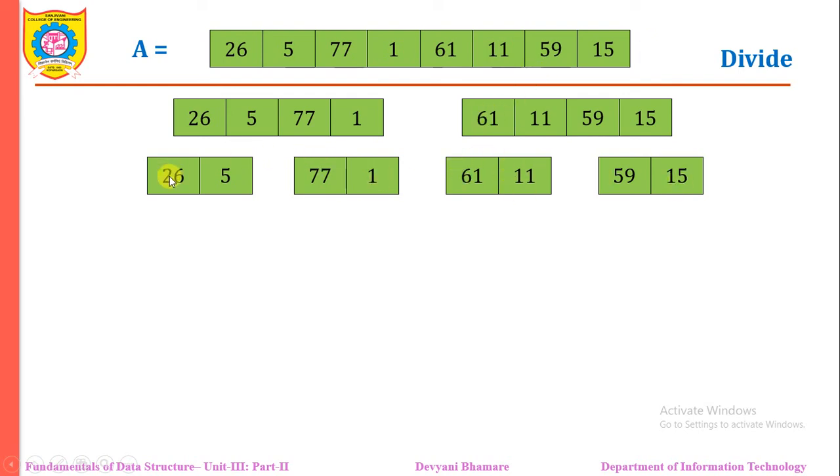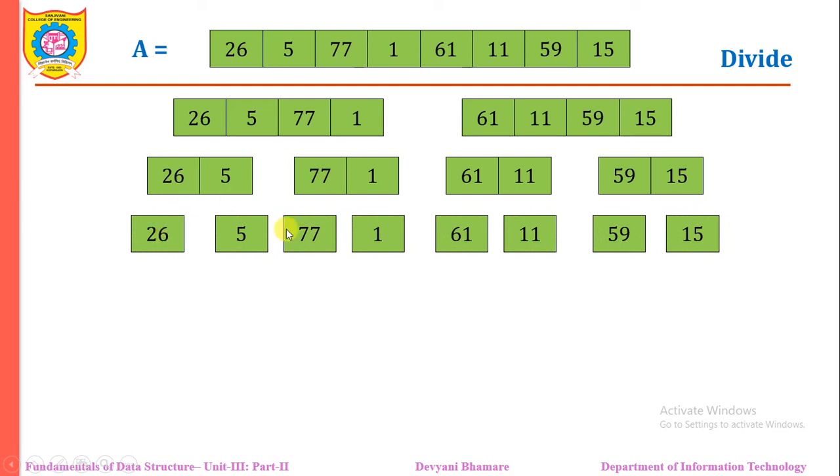Again we divide 26 and 5 into sub-arrays until we get only one element in each sub-array. So we come to know that 26 alone is one element, and one element itself is sorted. In that fashion, all elements are in their places, and they are sorted. Now we are going to merge the elements.